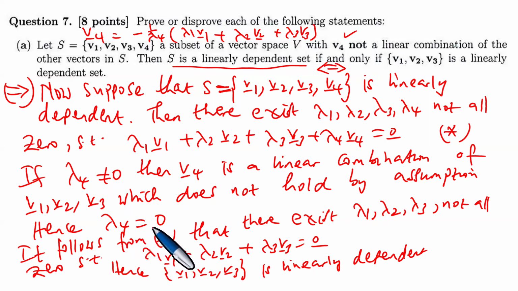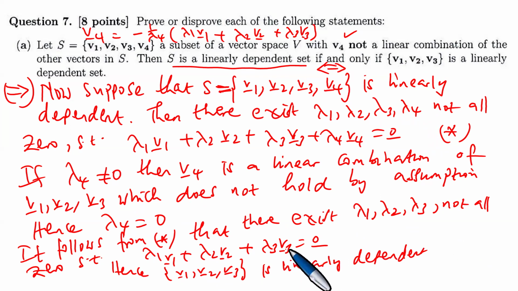Now, if lambda 4 is 0, then lambda 4 times V4 is going to be 0, and we manage to reduce the 4 vectors to 3 vectors. It follows from star that there exists lambda such that this is the case, and we have a linearly dependent case, because lambda 1, lambda 2 were not all 0 in the first place. So it follows that even here, lambda 1, lambda 2, lambda 3 are not all 0.